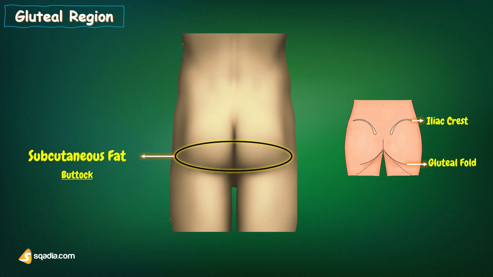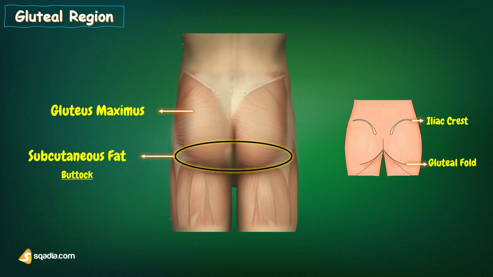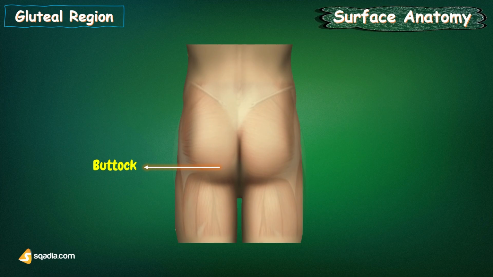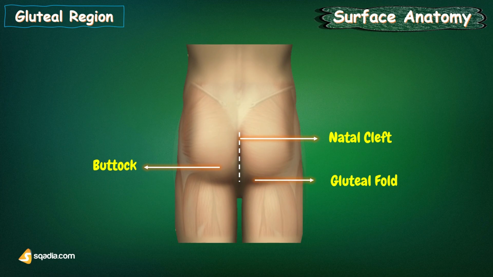The gluteus maximus muscle covers the anterior superior part of the emerging pelvis. The surface anatomical landmarks of this region include: as mentioned before, the buttock is the rounded bulge in the lower part of the gluteal region. The two buttocks are separated from each other in the posterior median line by the natal cleft, which begins at the third sacral spine and deepens inferiorly. The gluteal fold marks the lower limit of the buttock.